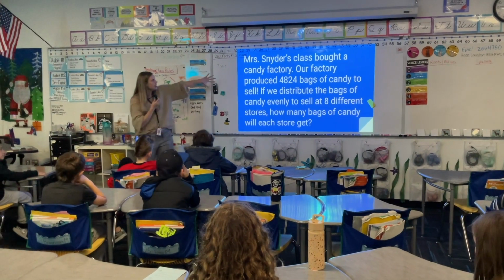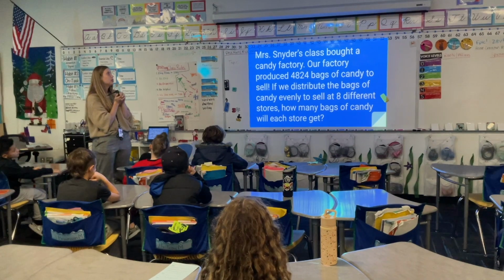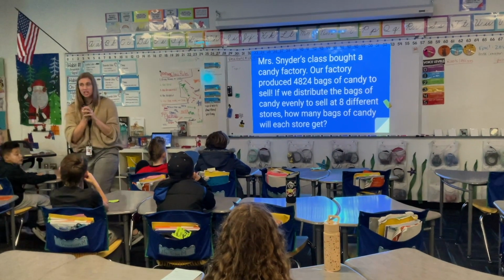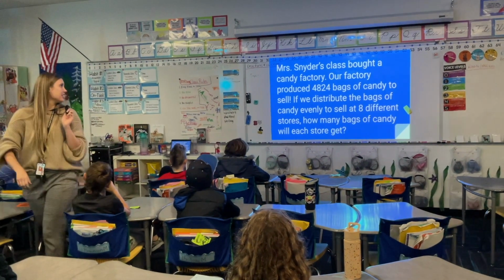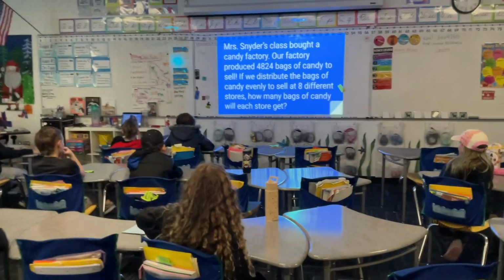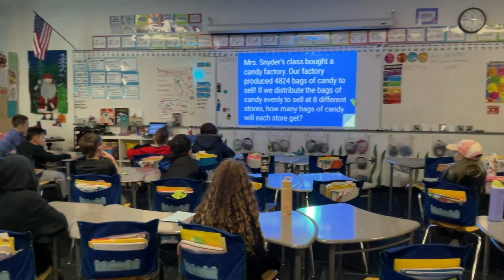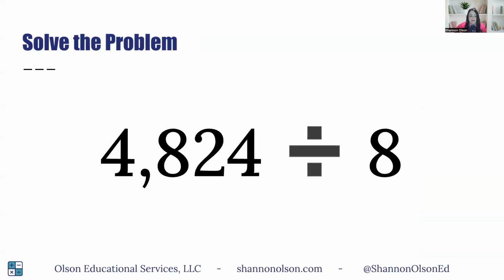Okay, so Mrs. Snyder's class bought a candy factory. Our factory produced 4,824 bags of candy to sell. If we distribute the bags of candy evenly to sell at 8 different stores, how many bags of candy will each store get? Hey, let's go ahead and take a second for you to solve the problem using any strategy you want. Also thinking about how fourth graders might solve the problem. Give you a moment to solve.